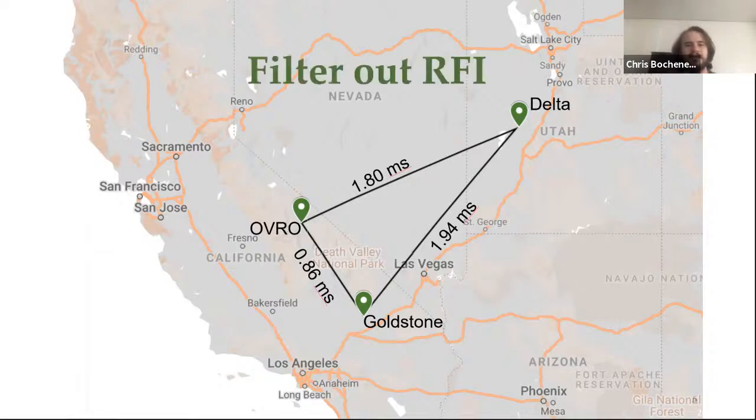And the reason we have multiple stations is primarily to filter out RFI and boost our confidence in any signal that would be detected. Each station runs an independent search and doesn't talk to each other, except to compare candidates. So if a single station finds something, but there's nothing in the other two within about a light travel time, then we can ignore that candidate as it's probably radio frequency interference.